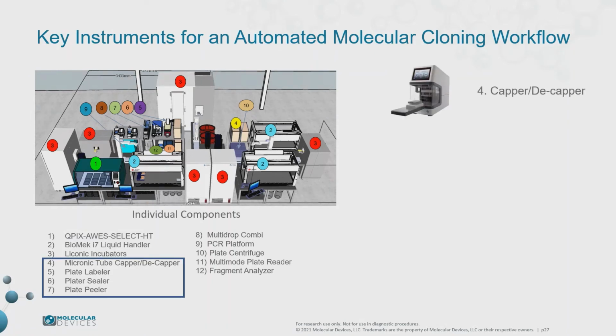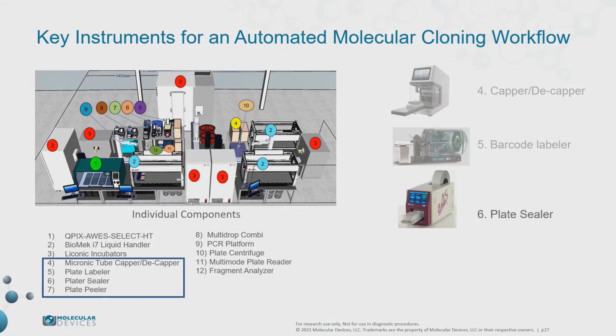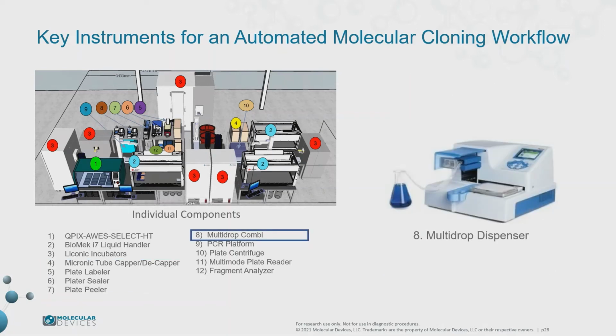Even the little things like capping and decapping screw cap tubes, barcode labeling, microplate sealing and peeling can be integrated and automated to drastically reduce FTE hours while processing hundreds of plates and tubes in a single experiment. To reduce bottlenecks on the liquid handler, a multidrop dispenser can be integrated into the molecular cloning work cell, which dispenses a wide range of volumes into microwell plates ranging from 6 well plates to 1,536 well plates.